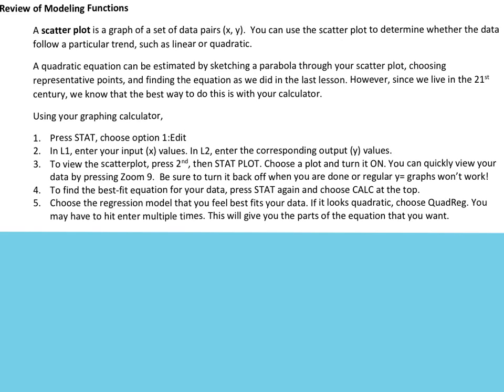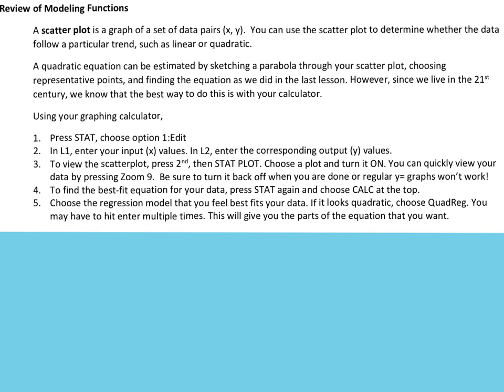Now to view the scatter plot, you're going to press second and then Stat Plot. That's up there by the Y equals, and you're going to turn it on so that you can see it. You can view it in the graph by pressing Zoom 9. It'll zoom on the data that you've entered. And make sure you turn it off when you're finished, because if you leave the stat plot turned on, then your other graphs, if you're trying to graph something regular, are not going to work.